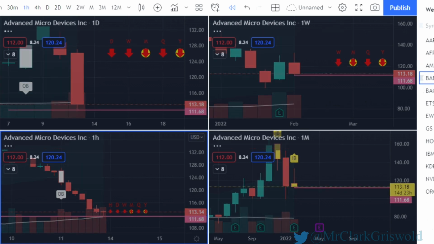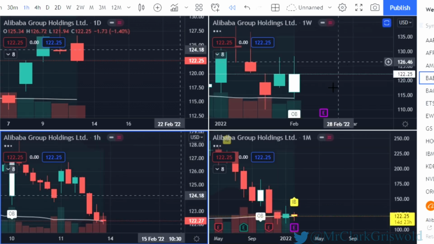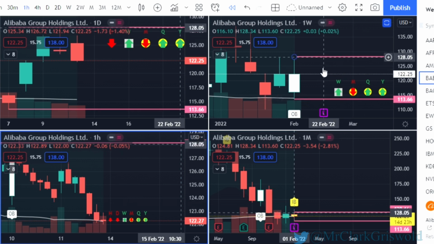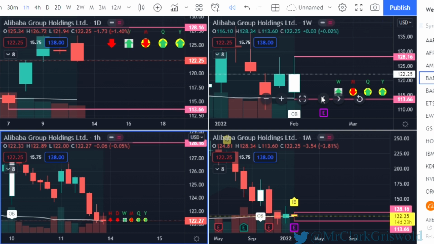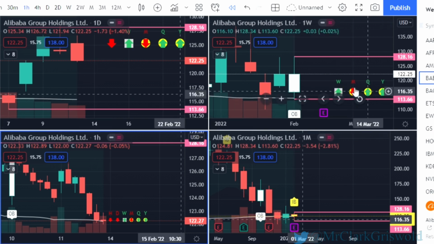Okay, BABA, Alibaba Group on the weekly. We have an outside bar, so calls at 128.16, this pink line here, and puts at 113.66. The month is red, inside bar, so that's this little thing here.